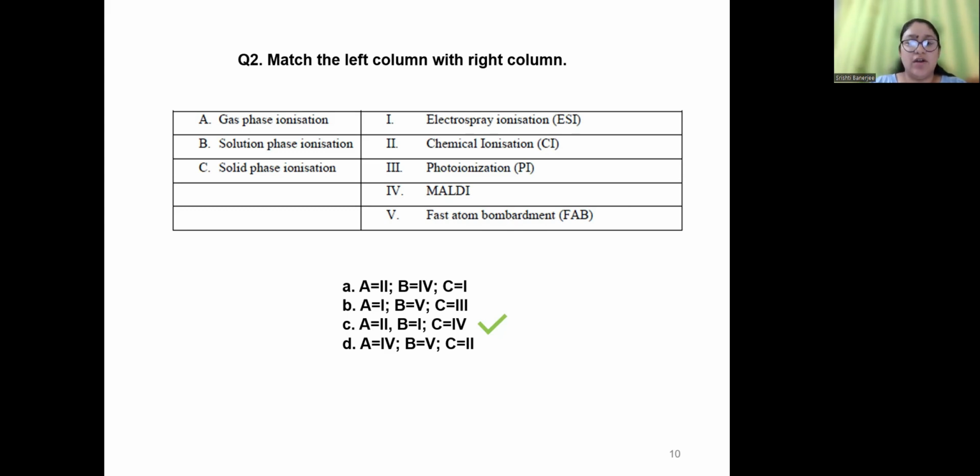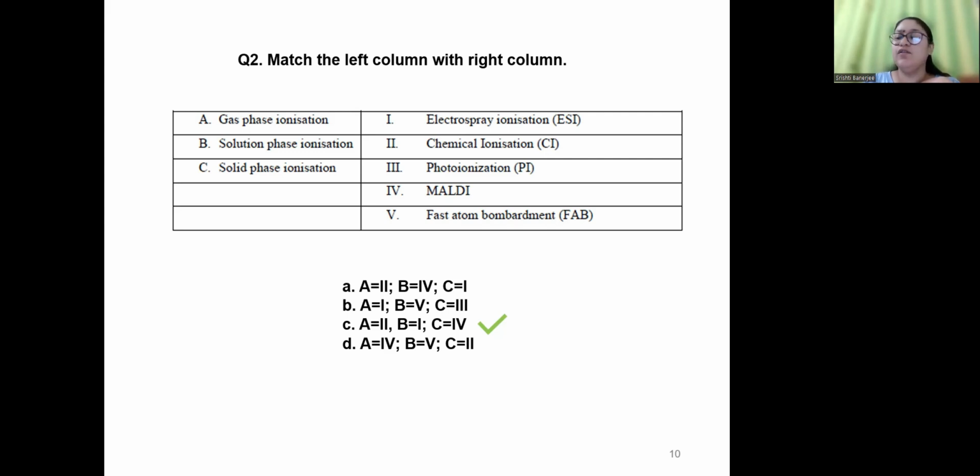In case of solid phase, matrix is MALDI, because in matrix associated desorption, the first thing. I just mentioned something else, but I saw it is chemical ionization. So A is 2, it's chemical ionization. And for B, solution phase ionization, it is 1, that is ESI. And for C, it is solid phase ionization.